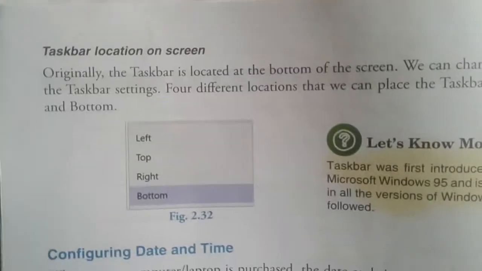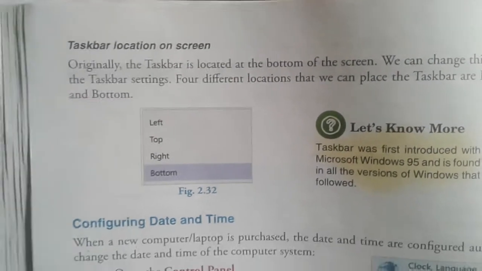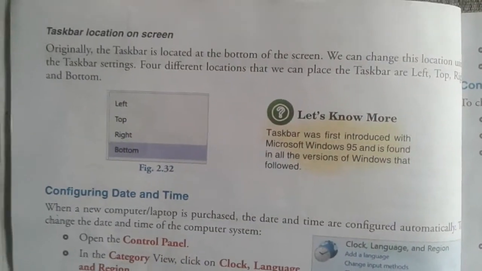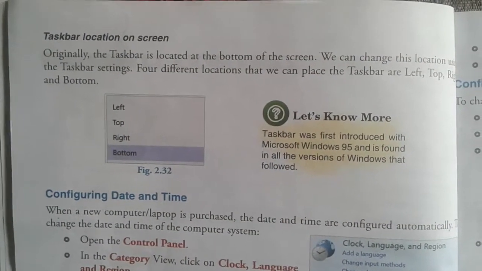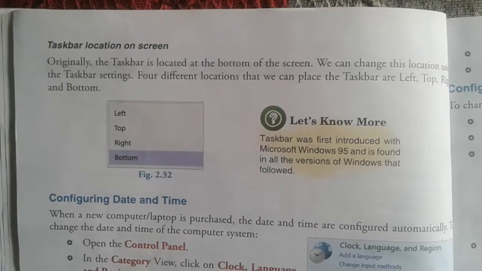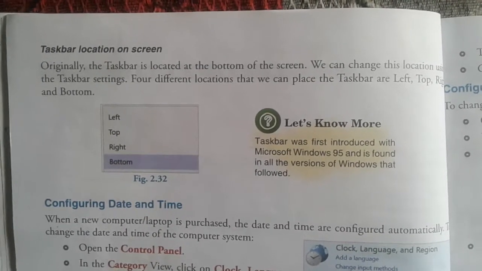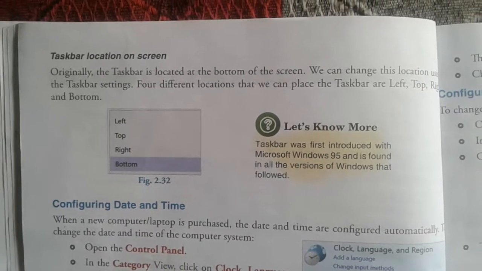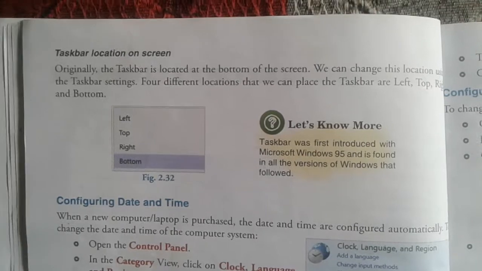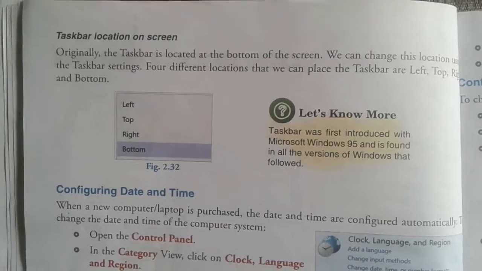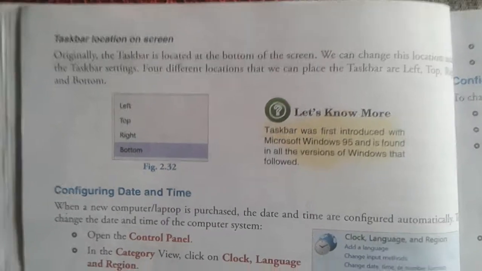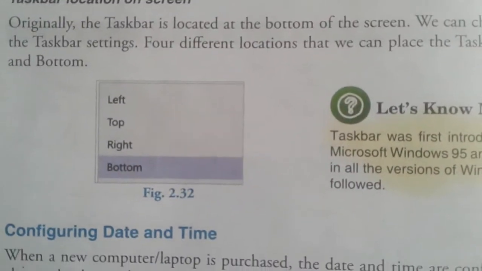Taskbar location on the screen. Taskbar location on the screen means, originally all of you have seen the taskbar located at the bottom of the screen. We can change the location using the taskbar settings. I already told you 4 different locations where we can place the taskbar: left-hand side, top, right and bottom. Right, there are 4 locations in which we can locate our taskbar, like this: left, top, right and bottom.